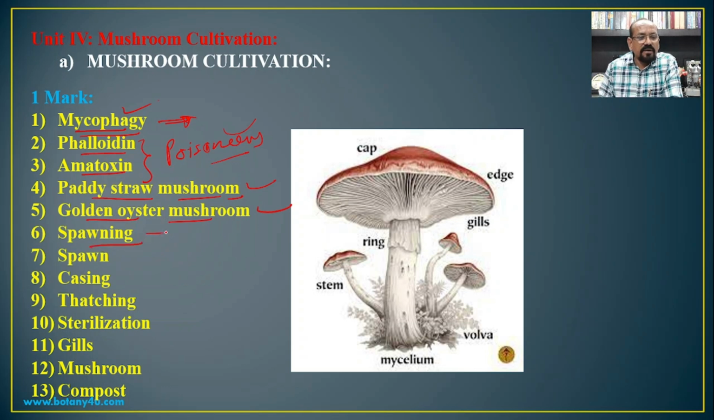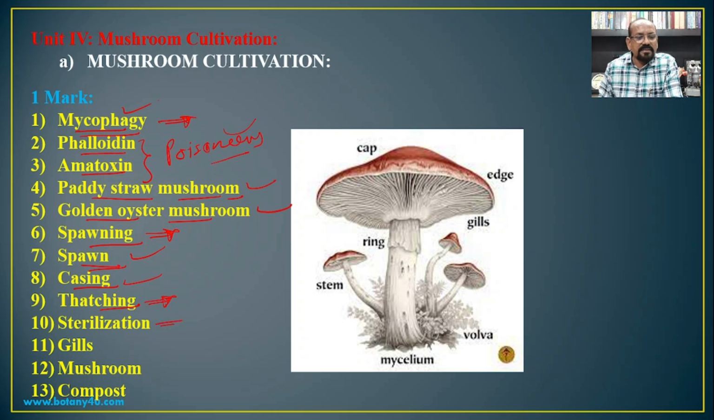Then spawning, we have seen that it is the development of the spawn. Spawn is nothing but a vegetative body or the hyphae which are used for the cultivation of mushrooms. Then casing is a method in which a thin layer of soil is applied on the hyphae, and that is known as casing. Then thatching is a process in which straw is used for preparation of the roof of the huts or the houses which are used in mushroom cultivation.